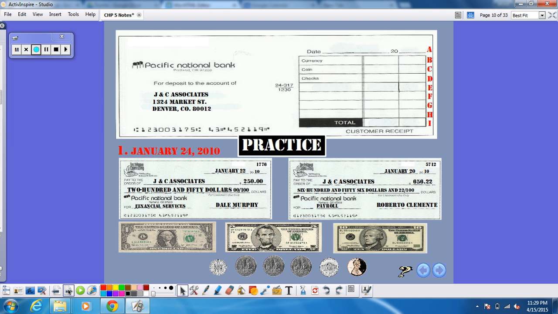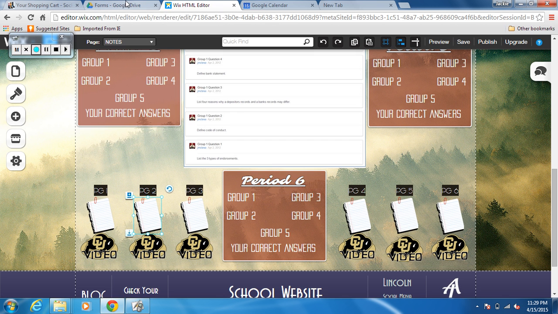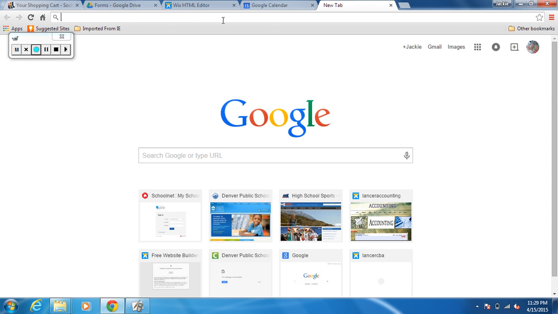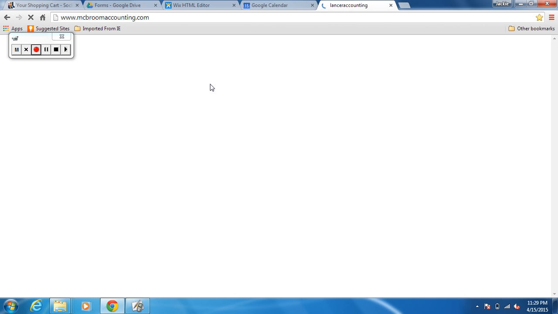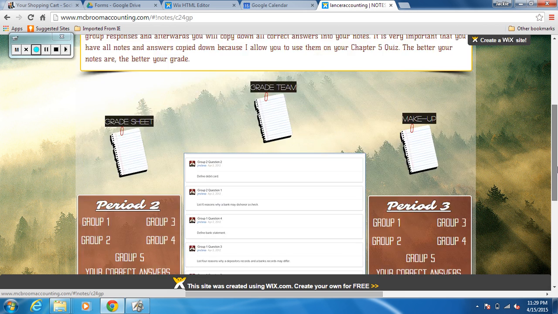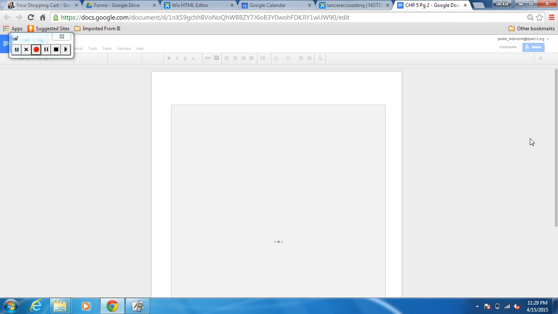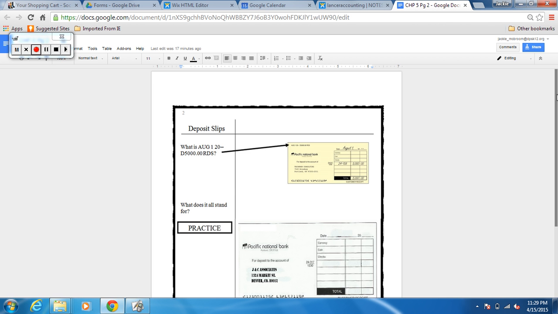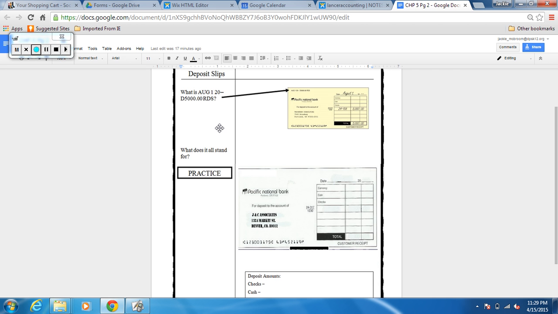Alright, so we did the practice activity. We did the entrance slip, explaining how a deposit slip works. Actually, let's go take a look. Okay, here we have it. Okay, we have chapter 5 notes. Alright, here's what you should have. You should be copying your information on here. I just explained to you how everything works here at the top. Now we have the practice activity.